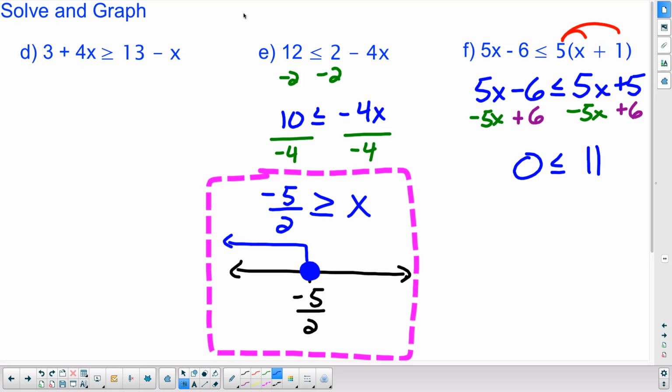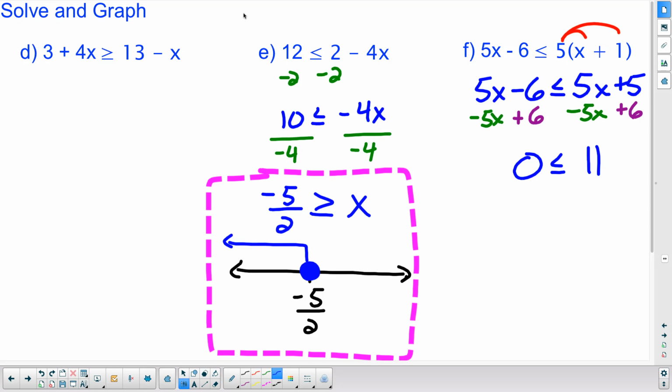Okay? It's no solution when what? When they don't equal each other. 7 equals negative 82. It's a false statement. It's a false statement, okay? So it's all real numbers if it's a true statement. And it's no solution if it's a false statement. Okay? So, back to 0 is less than 11, or 0 is less than or equal to 11.